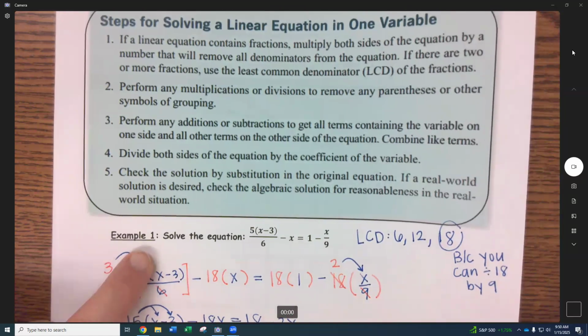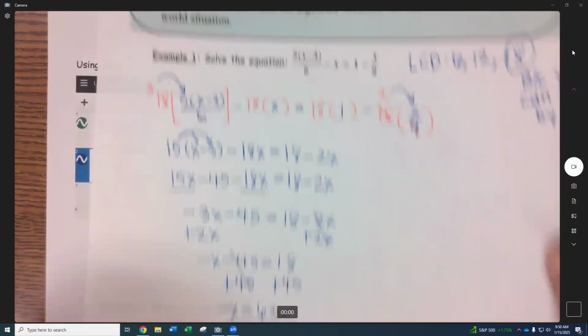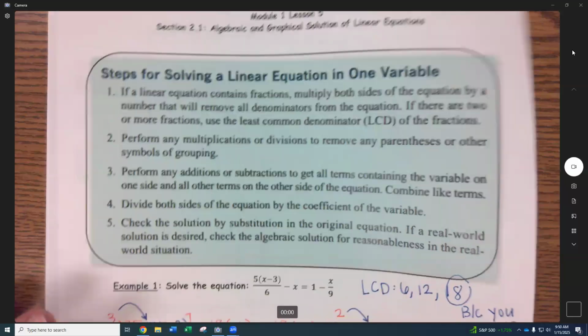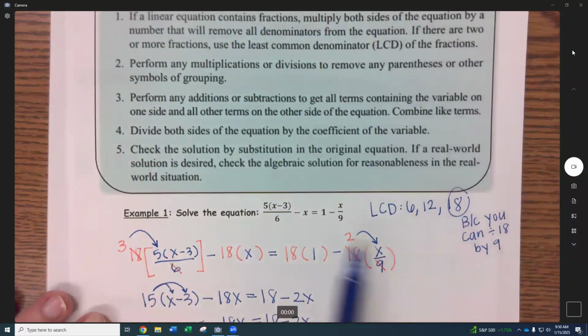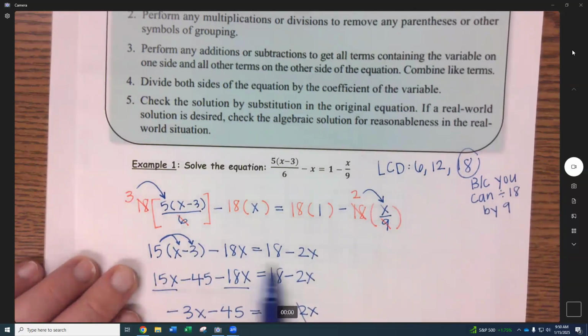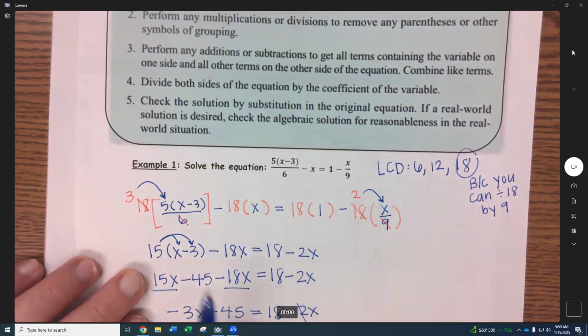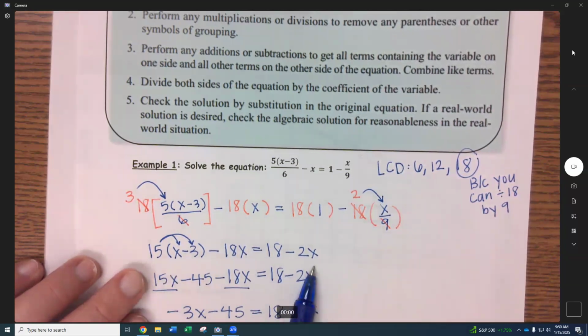And so here was our problem for example 1, and we got down here to where x equaled -63. Okay, you do need to know how to solve problems, maybe not necessarily like this algebraically, but like this right here. I don't really care so much about the LCD portion, but if you're given a problem like right here, you should be able to solve multi-step equations.